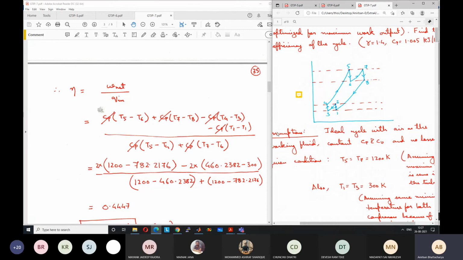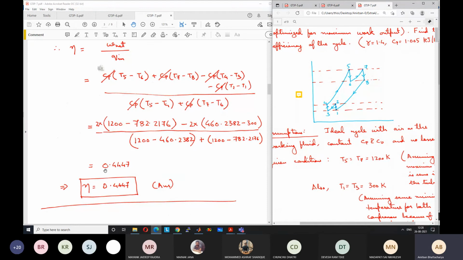Similarly, T4 minus T3 equal to T2 minus T1. So you get 2 into (460.2382 minus 300). And in the denominator, we have T5 minus T4, or 1200 minus 460.2382, plus 1200 minus 782.2176, T7 minus T6. Cp gets cancelled. So this is equal to 0.4447. Efficiency is 44.7%.